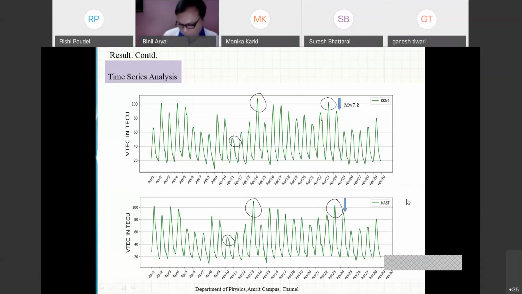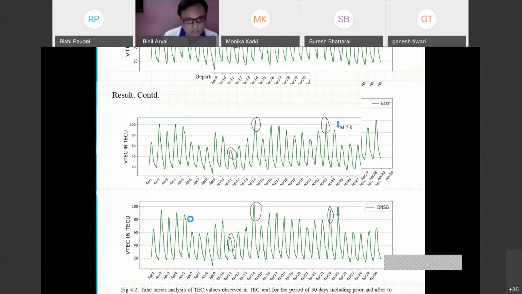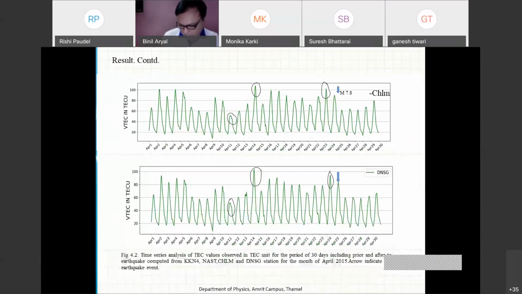even though they were quiet days according to the National Oceanic and Atmospheric Administration. On the remaining days when we saw high TEC value, there was some geomagnetic storm, so that could be the reason for the increase in TEC value on those days. We observed similar results from two other stations as well.